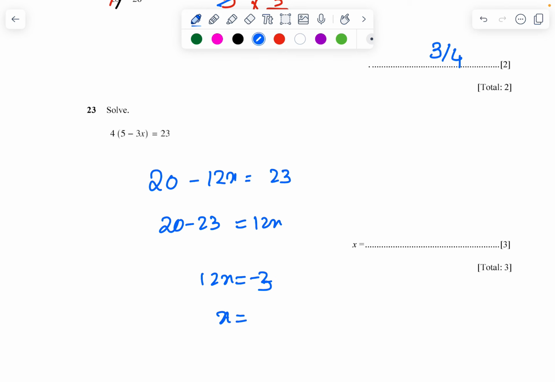Negative 3. x equals negative 3 by 12. x equals negative 1 upon 4.